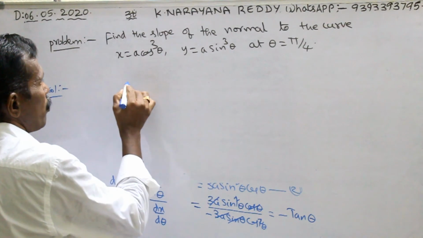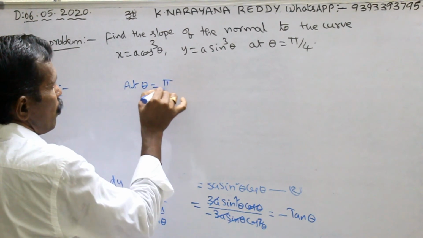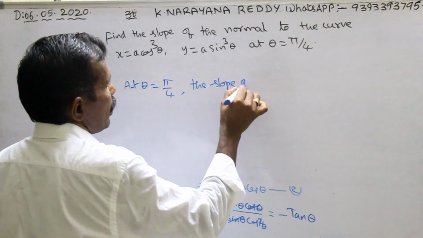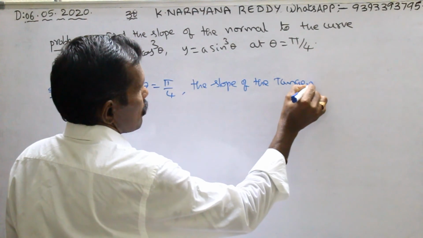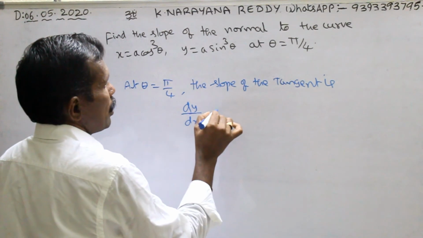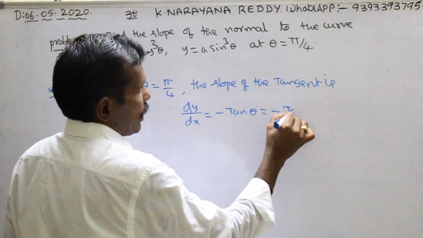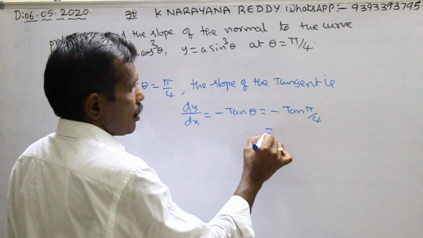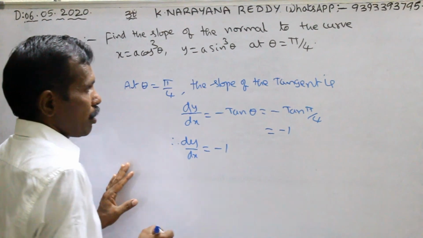Okay, theta is equal to pi by 4. At theta equals pi by 4, the slope of the tangent is dy by dx equals minus tan theta. What is theta? Pi by 4, minus tan pi by 4. What is pi by 4? Nothing but 45 degrees, okay, that is minus 1. Therefore dy by dx equals minus 1.